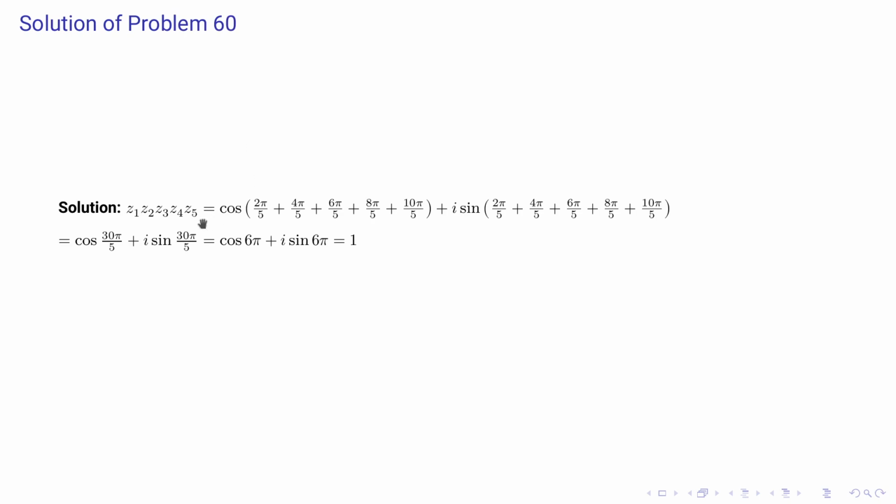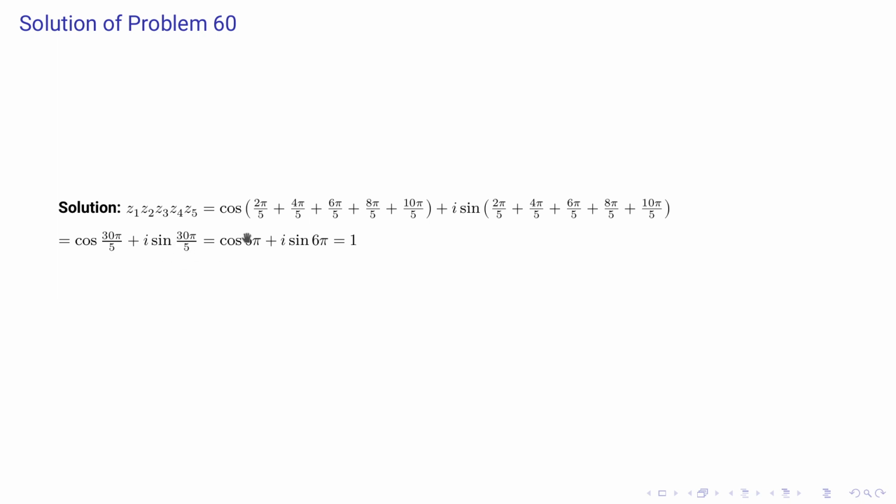So like in the previous problem, I have written z1 to z5; it becomes cos of 2 pi by 5 plus 4 pi by 5 plus 6 pi by 5 and up to 10 pi by 5, and similarly for sine. Now you add these, because these are in arithmetic progression. So the value of the sum would be n by 2 into (first term plus last term). So n is 5, 5 by 2 into (2 plus 10), that is 12. So 12 divided by 2 will be 6, and 6 into 5 is 30 pi by 5.